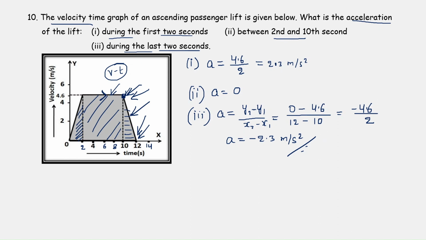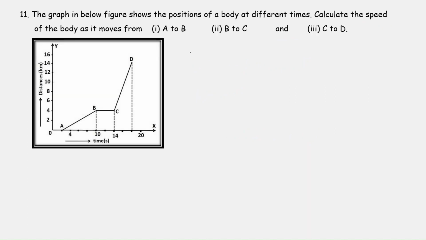So let's go to the next question. Yes, here is our 11th question. The graph in the below figure shows the positions of a body at different times. Calculate the speed of the body as it moves from A to B, B to C, and C to D. Okay, so here they have given distance time graph. So in the y-axis they have mentioned kilometers, and the x-axis they have mentioned time in seconds.